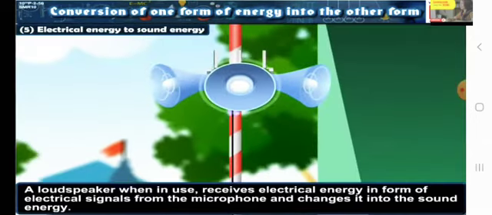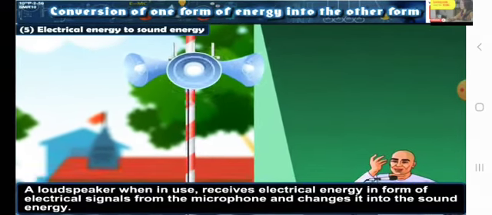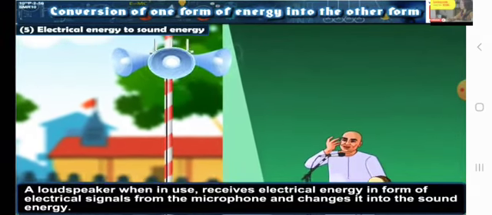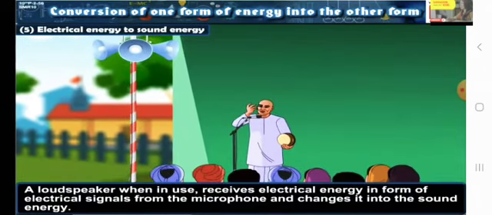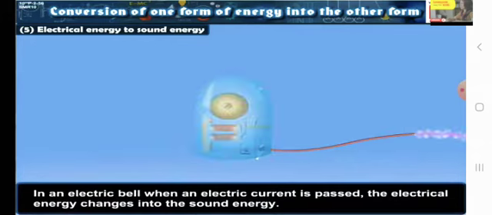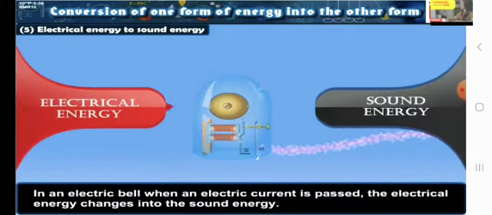Five. Electrical energy to sound energy. A loudspeaker, when in use, receives electrical energy in form of electrical signals from the microphone and changes it into the sound energy. In an electric bell, when an electric current is passed, the electrical energy changes into the sound energy.